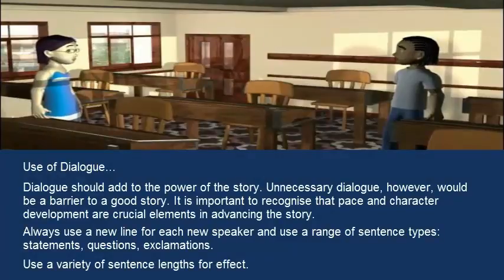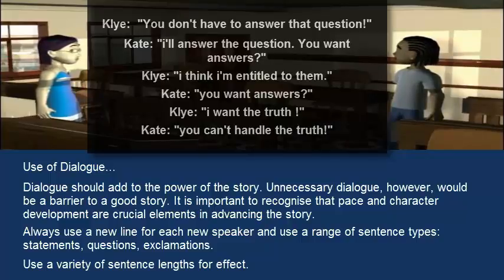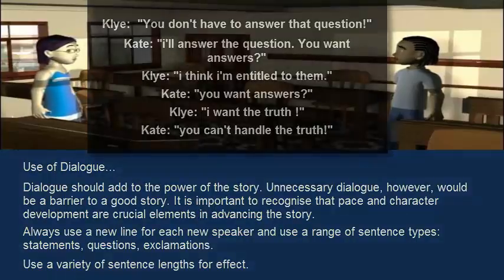Use of dialogue. Dialogue should add to the power of the story. Unnecessary dialogue, however, would be a barrier to a good story. It is important to recognise that pace and character development are crucial elements in advancing the story. Always use a new line for each new speaker and use a range of sentence types: statements, questions, exclamations. Use a variety of sentence lengths for effect.